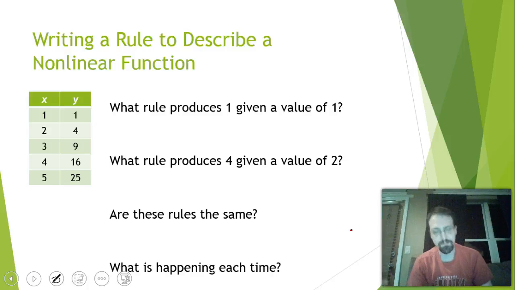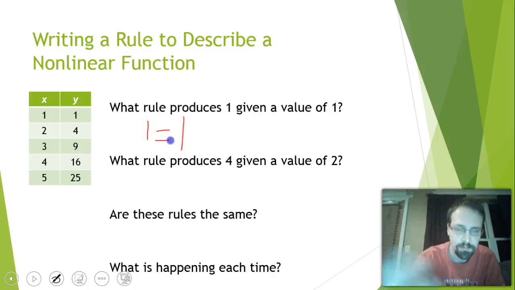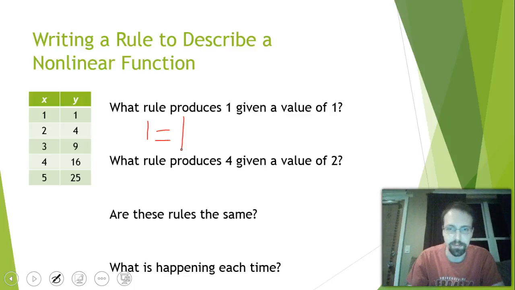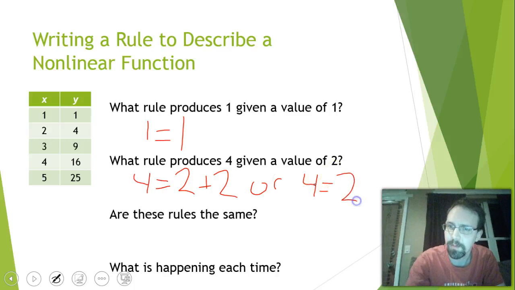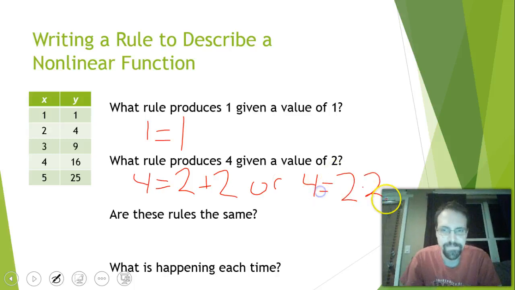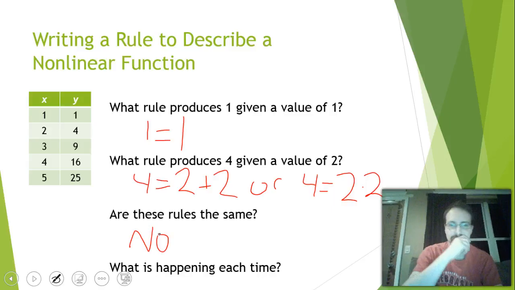All right. What rule produces 1 given a value of 1? This is kind of weird. What rule produces 1 given a value of 1? Well, 1 equals 1. That's it. What rule produces 4 given a value of 2? So 4 equals 2 plus 2, or 4 equals 2 times 2. Are these rules the same? No, these aren't the same. What's happening each time? Okay.